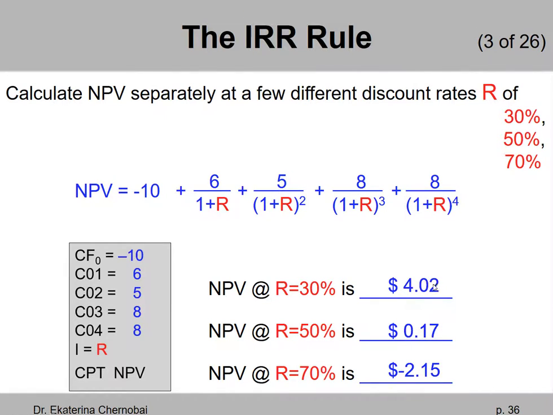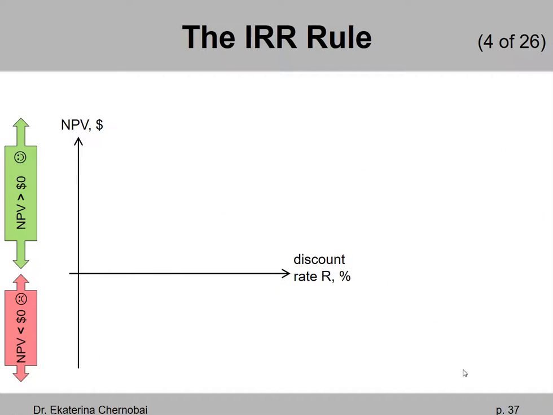When you try the 30% discount rate, your NPV will be $4.02. Then when you redo the whole thing and instead try the 50% discount rate, your net present value will be 17 cents. And then when you try the highest discount rate of 70%, your net present value is -$2.15. So let's illustrate it in a more visual way, what is going on and what the results mean.